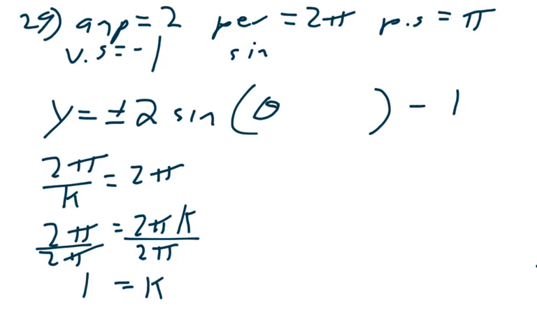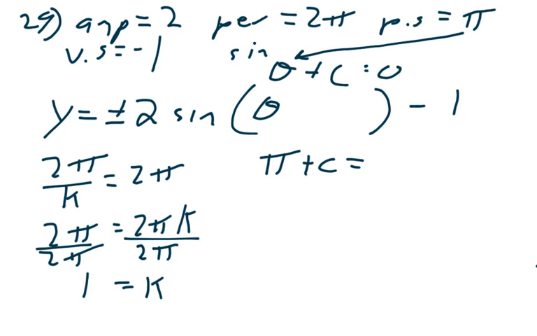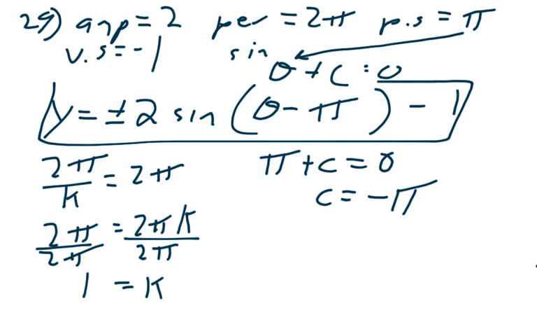So I got theta. And when solving this out, I'm going to have theta plus c equals 0 after I plug in the pi. So basically I have pi plus c equals 0. C equals -pi, and so my answer is theta minus pi inside the parentheses, and that's my equation for problem number 29.